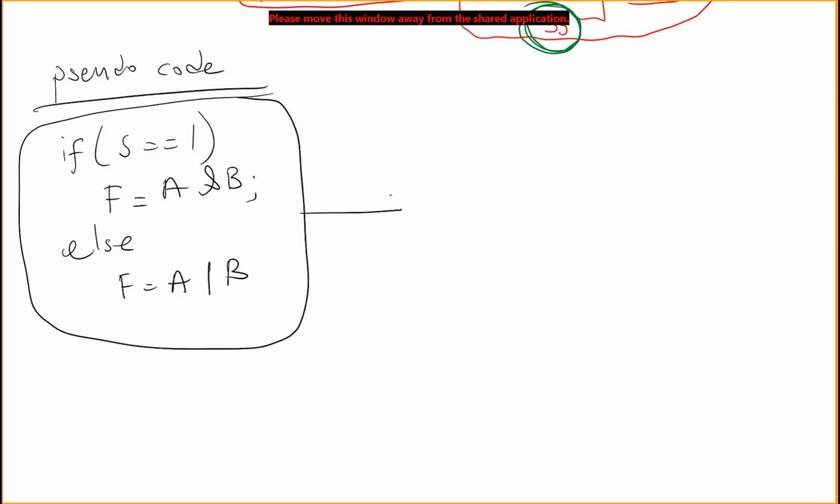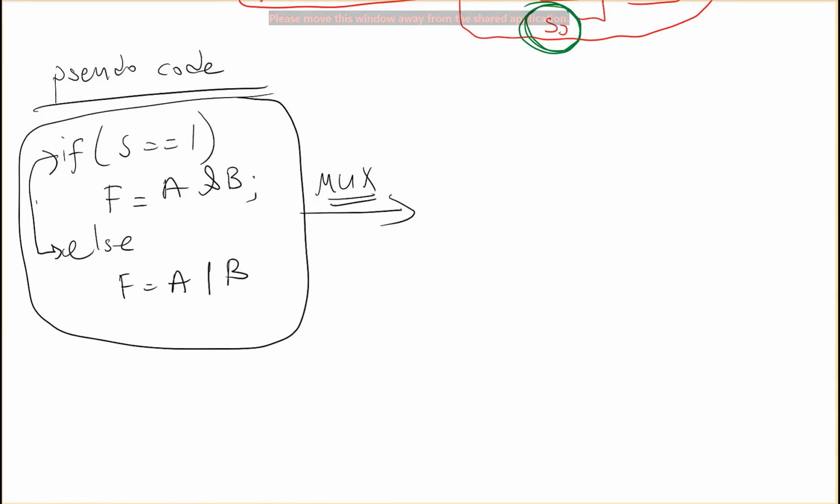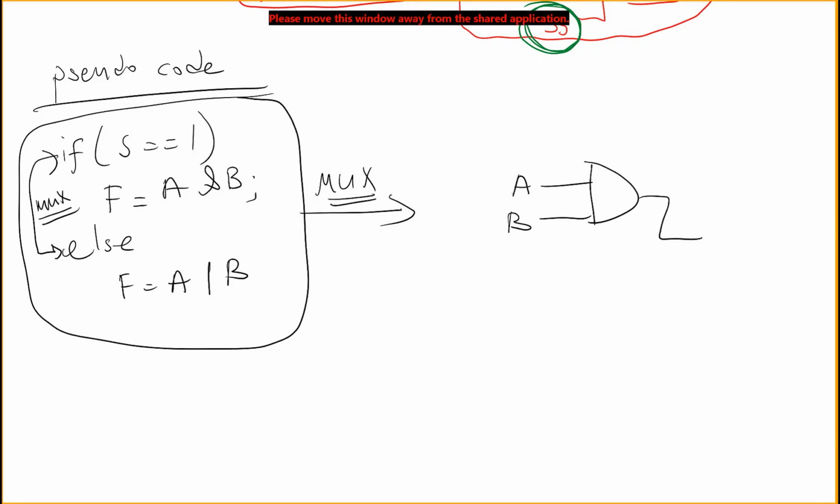So how do I implement this in digital design? I implement this using a multiplexer, right? This if-else is doing a multiplexing operation, right? So this is basically a multiplexing operation. So how do I implement this? I have a and b, I have an AND gate and an OR gate here, and I have a multiplexer here. So this is my S.